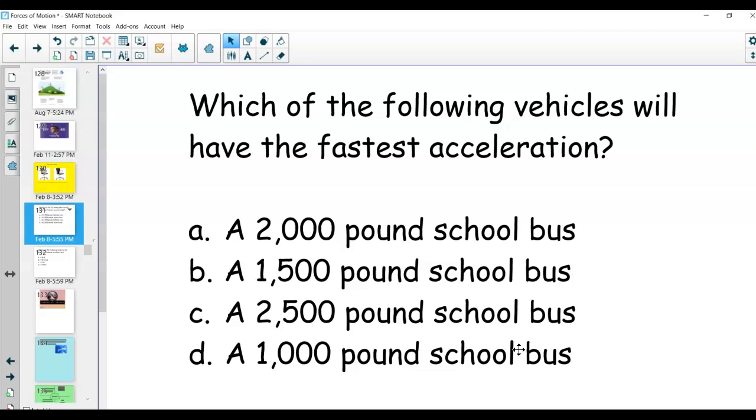Now, I know that motors and things like that come into play a lot in this, but just for the purpose of this, imagine they were all the same. All four of these school buses would have the same motor, that type of thing, so that you could get a better visual of what would be taking place.